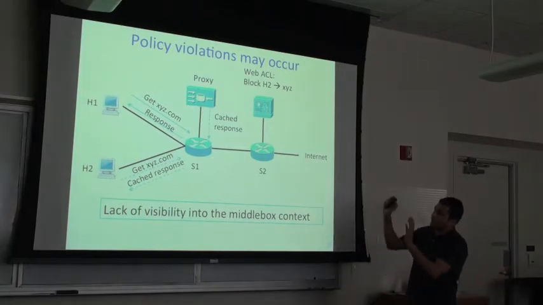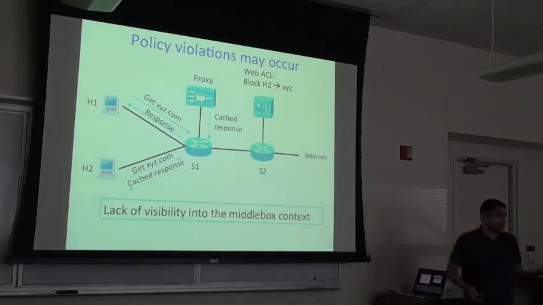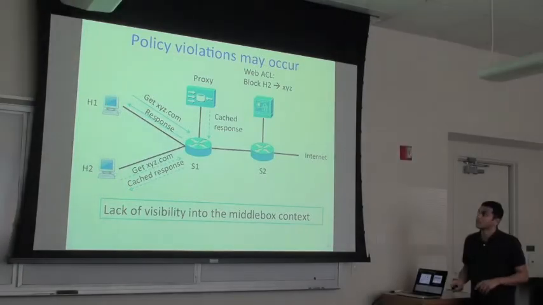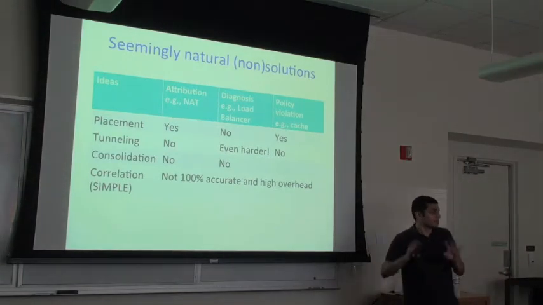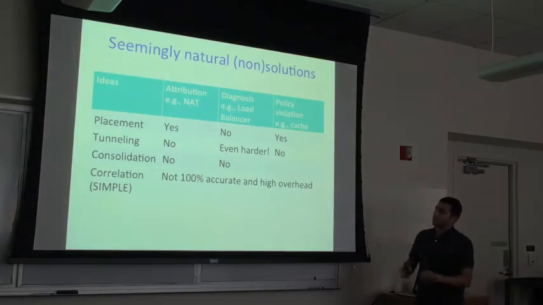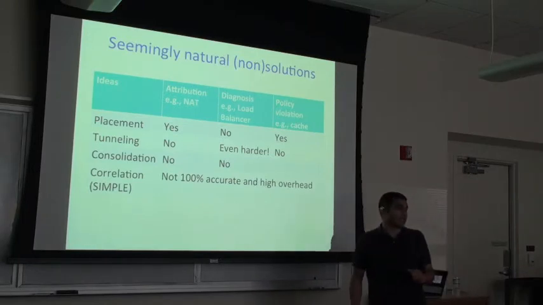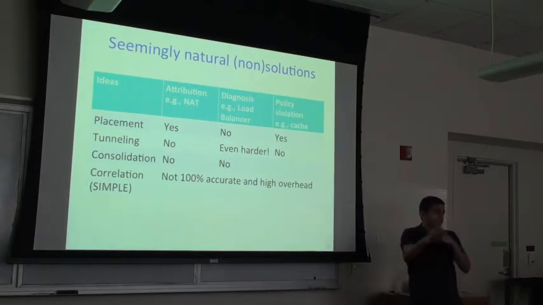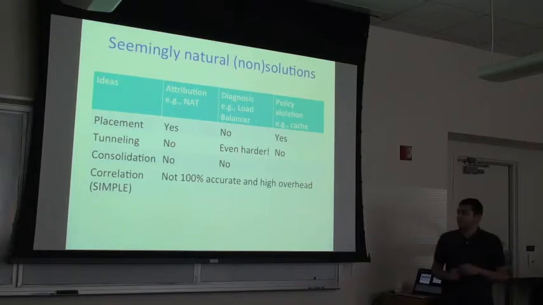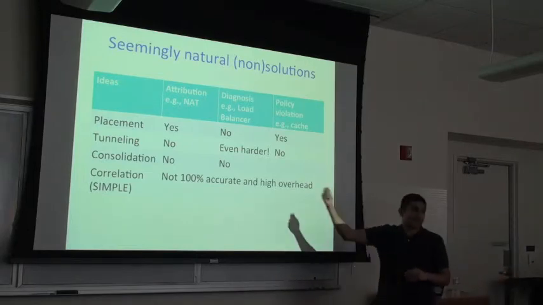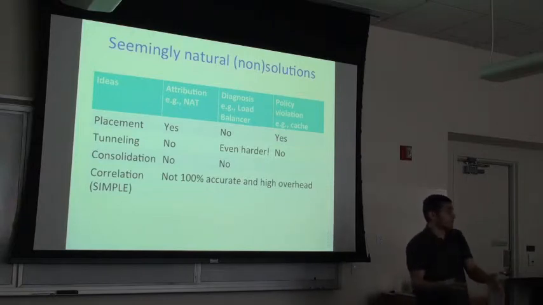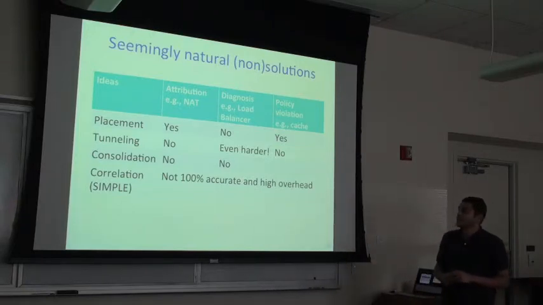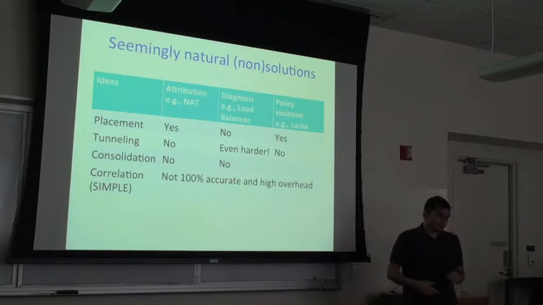All right, you can actually come up with a lot of such examples where the hidden and dynamic actions cause problems for network management. And of course, at this point, there are many possible solutions you could think of. You could say, why don't I place the middle boxes in the right place? Why can't I do tunneling such that the middle boxes directly do this composition? Why can't I do consolidation, where all the middle box functions run in one box? In this case, you don't have all the routing problems. Or you can do the correlation like what Simple did.